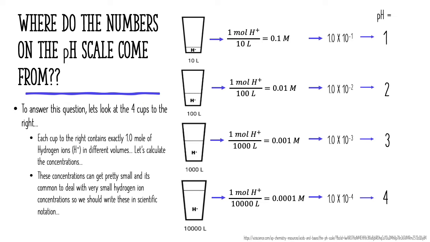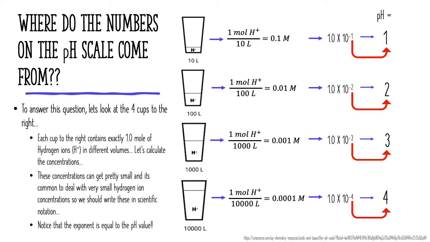All right, hopefully you were able to notice that the exponent on each one of our concentrations in scientific notation is equal to what our pH value is. We do ignore the minus sign, but the pH value itself is there in the exponent.